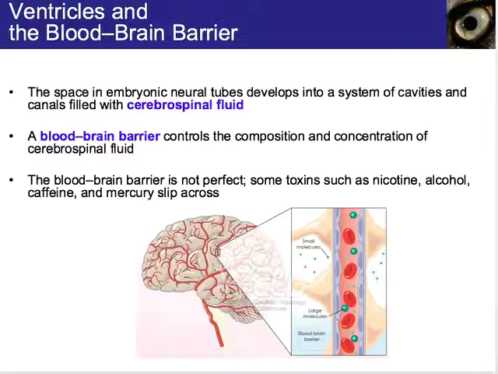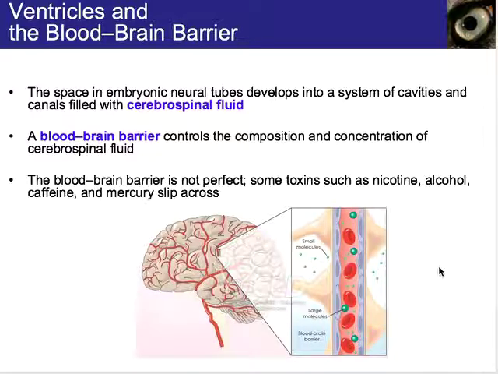You also have something called the blood-brain barrier, and that controls the composition and concentration of cerebral spinal fluid. But what's really important about the blood-brain barrier is it's also going to prevent bacteria and viruses, and many substances, from getting into your brain.